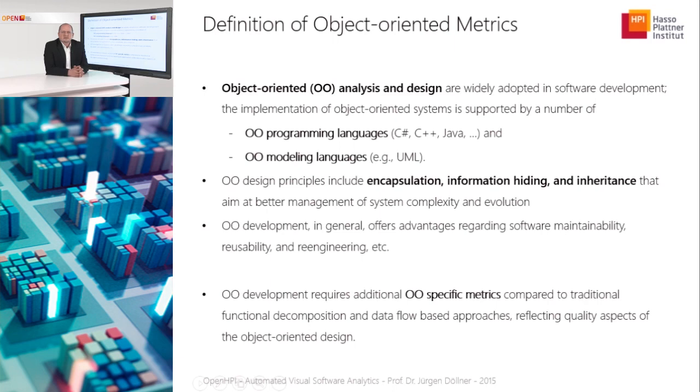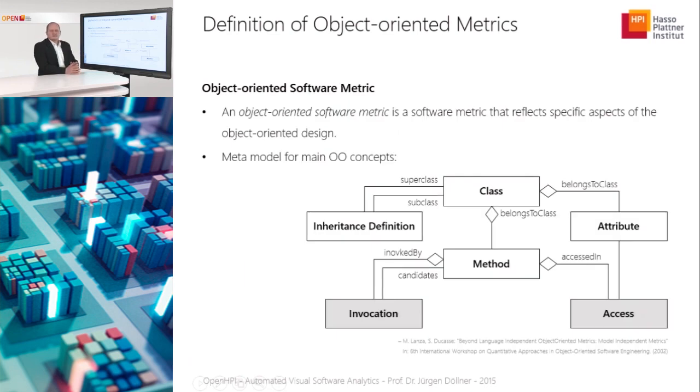Object-oriented development, however, requires additional object-oriented specific metrics compared to traditional functional decomposition and data flow-based approaches. These specific metrics for object-oriented design aspects should reflect quality aspects of exactly the object-oriented design. Let's have a look at these specific aspects.